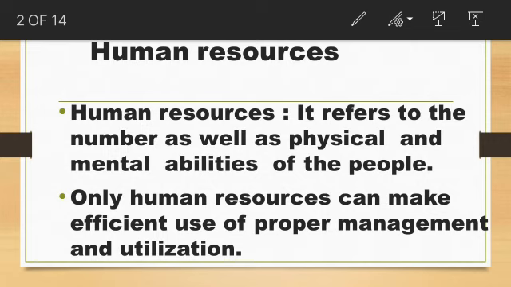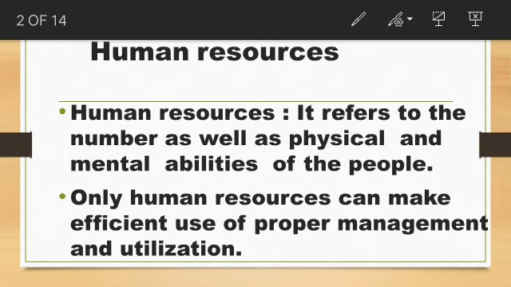Human resources refers to the human number as well as the physical and mental ability of the people. Yes, only human resources can make efficient use of proper management and utilization. Dear children, human beings are the very important natural resources on the earth. Human beings can make the best use of other natural resources through their intelligence, knowledge, skill and the technology developed by them. They are able to change natural resources into a range of valuable products.